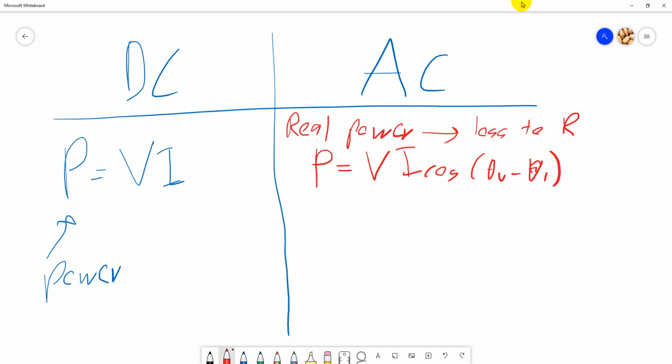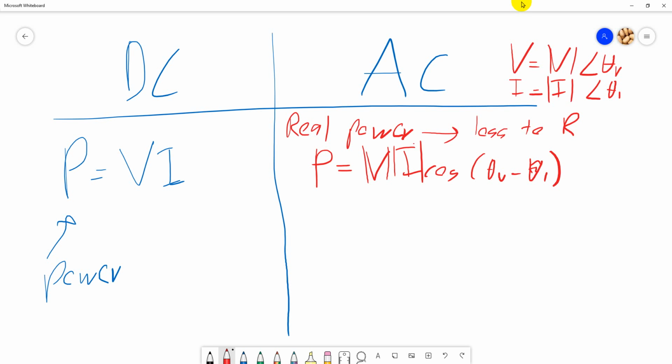For example, you have V equals absolute V angle theta V, and I is usually absolute I angle theta I. So to calculate the power you have to include absolute V, absolute I, cos(theta V minus theta I). So this will become the power loss to the resistor.